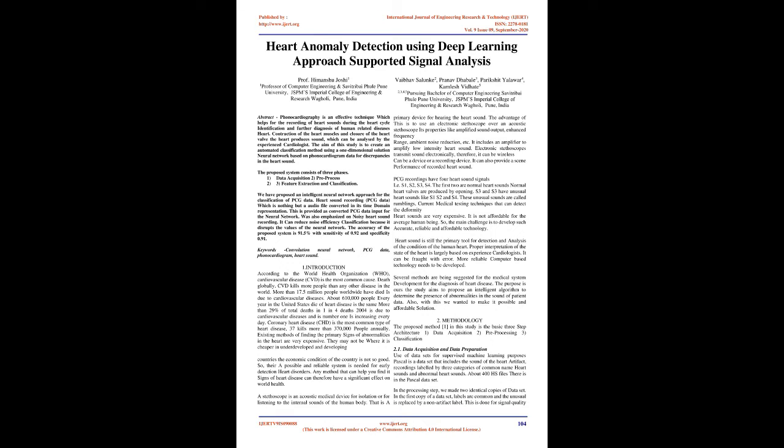1. Introduction. According to the World Health Organization, WHO, cardiovascular disease, CVD, is the most common cause of death globally. CVD kills more people than any other disease in the world. More than 17.5 million people worldwide have died due to cardiovascular diseases. About 610,000 people every year in the United States die of heart disease. More than 29% of total deaths, and 1 in 4 deaths in 2004, are due to cardiovascular diseases, and the number is increasing every day. Coronary heart disease, CHD, is the most common type of heart disease. It kills more than 370,000 people annually.